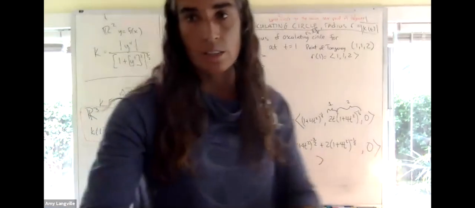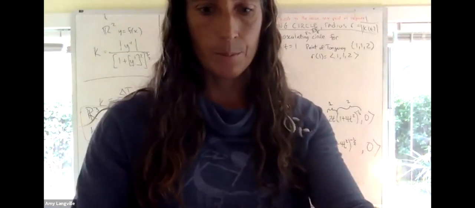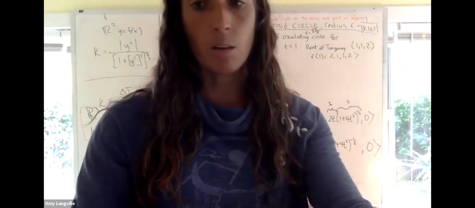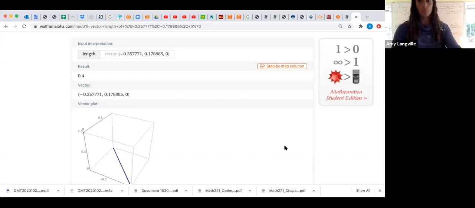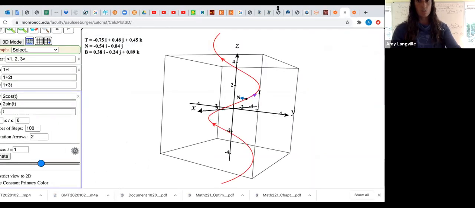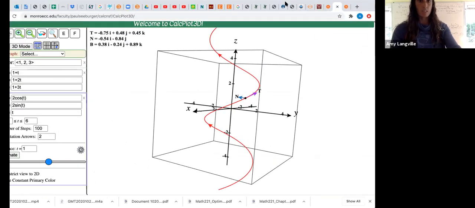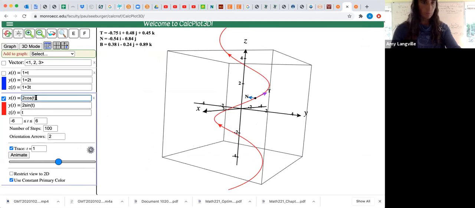But one last thing then, let's check, see what CalcPlot3D can do for this. So CalcPlot3D also has some nice visualizations. Let's go enter our space curve, which was 2, which t squared, and then 2, which we knew lived in the z equals 2 plane. Let's check that.